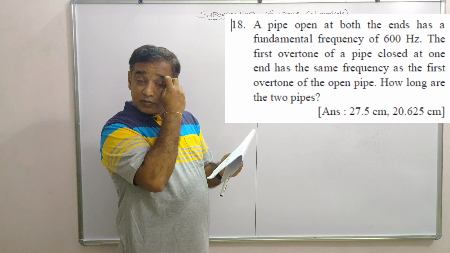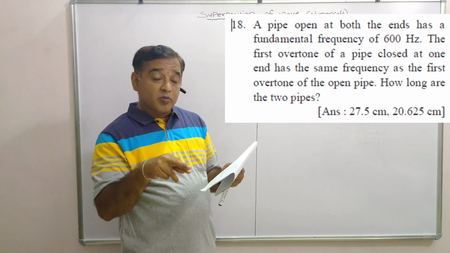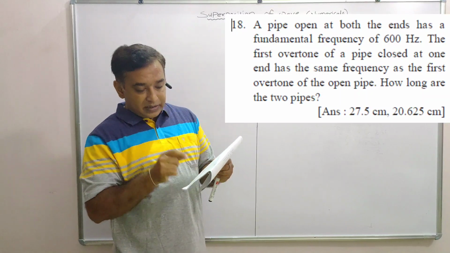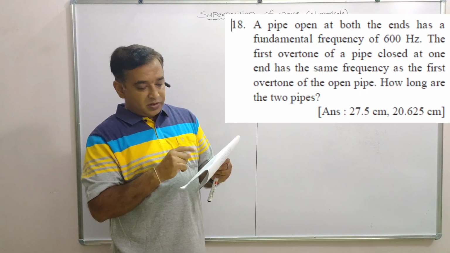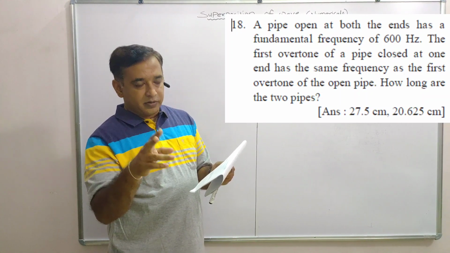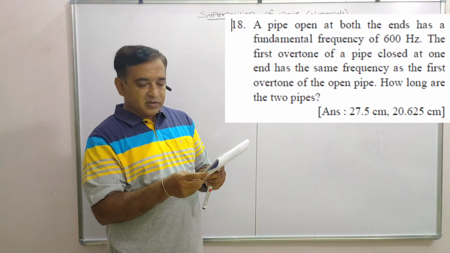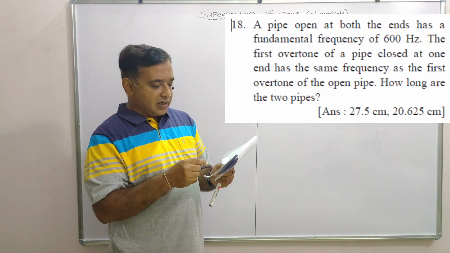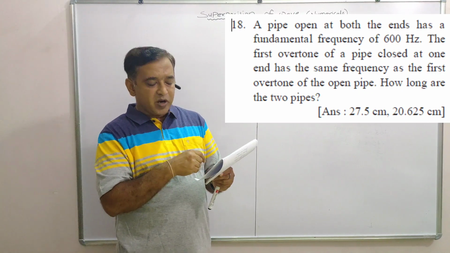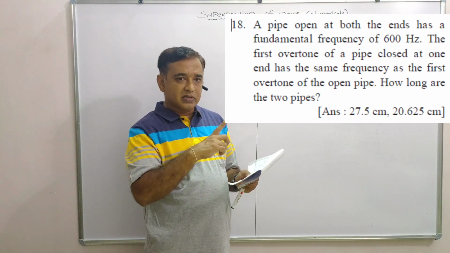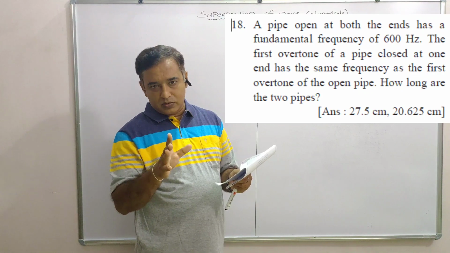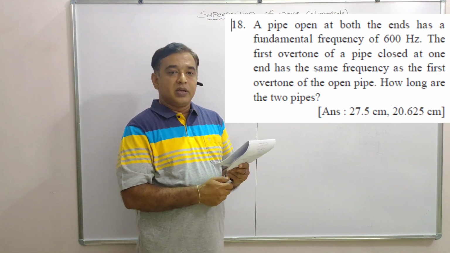We know that even as well as odd harmonics are present when both the ends are open. So we need to consider here the first overtone, that is twice N0, for the open end. I am going to find how long the two pipes are, which means we are going to measure the corresponding lengths.